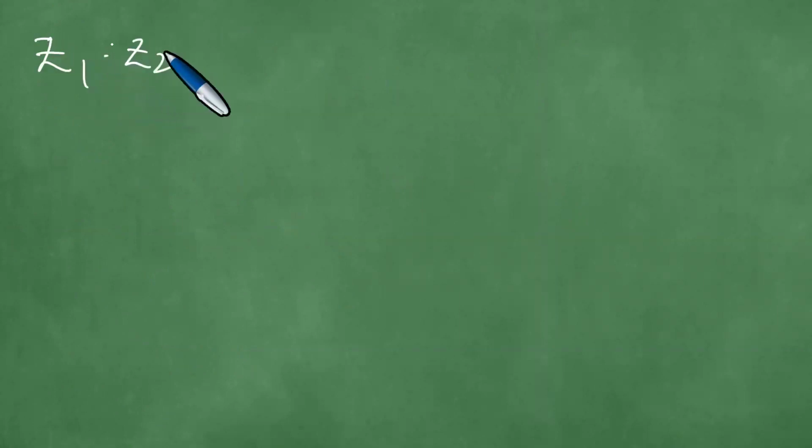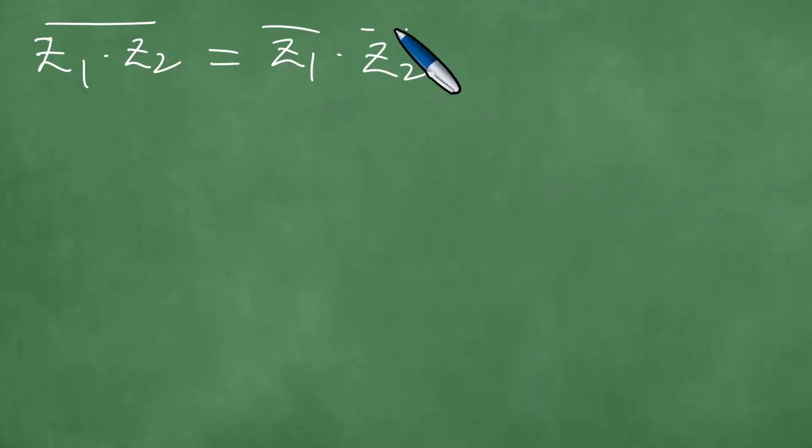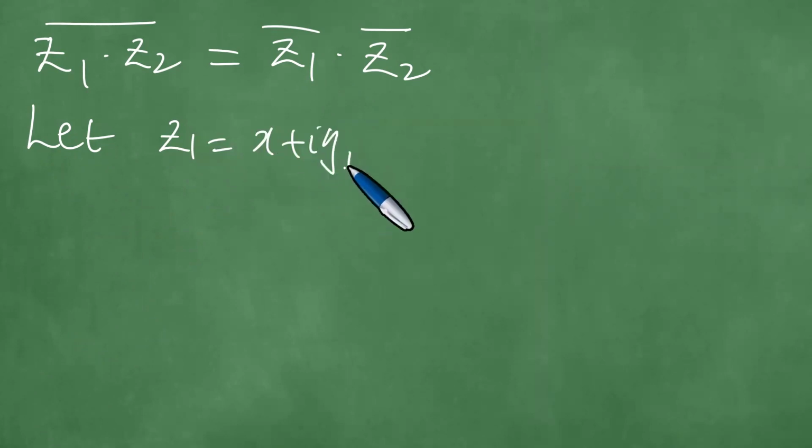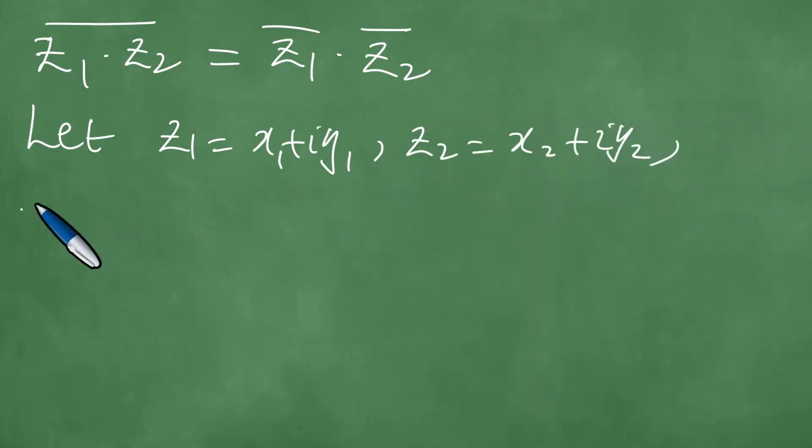The conjugate of Z1 Z2 is Z1 bar Z2 bar, like this. So we need to prove this one. How do we prove this? To prove this, we let Z1 be X1 plus iY1, and Z2 be X2 plus iY2. And then we use it here. We start with one side, the left-hand side, and want to prove it is equal to the right.